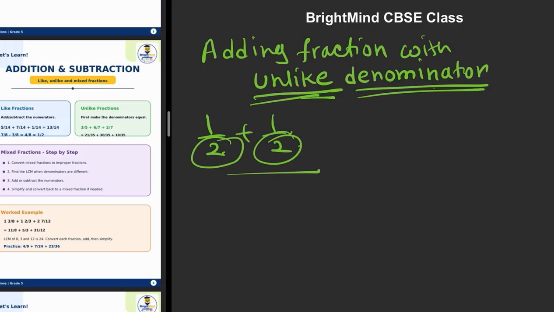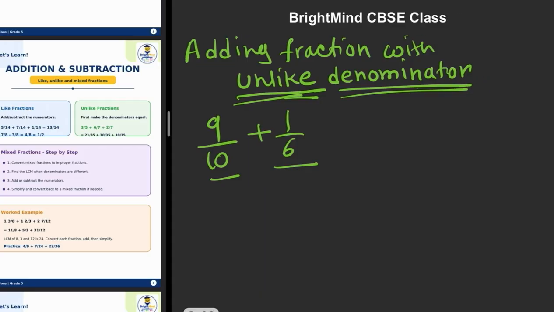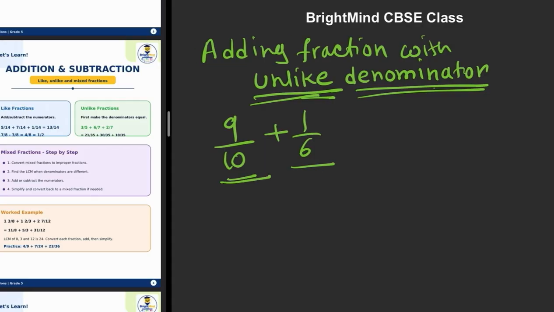Okay. For example, I will write here 9 by 10 plus 1 by 6. So, here the denominators are 10 and 6, which are different. Both are different. So, what do we need to do here? Our first step is to find the common denominator.